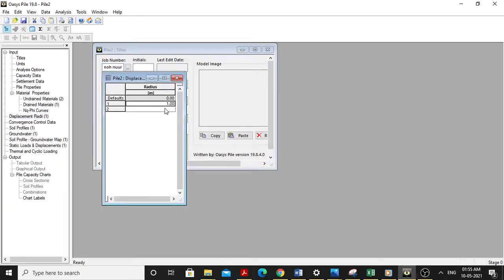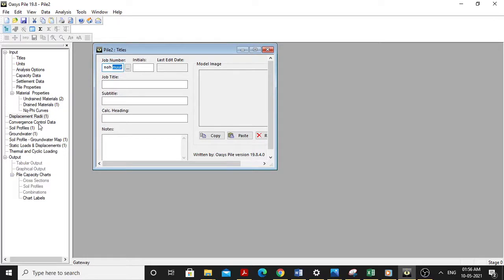This I have given 1 meter, but it doesn't relate to your coursework. This is used in cases where we have some utilities below the soil layer, and we want that the pile displacement should not affect or clash with this utility. In that case, we just give it 1 meter, so that we can check how much the soil is displacing, so that it is not influencing the utility. This isn't required in the coursework.